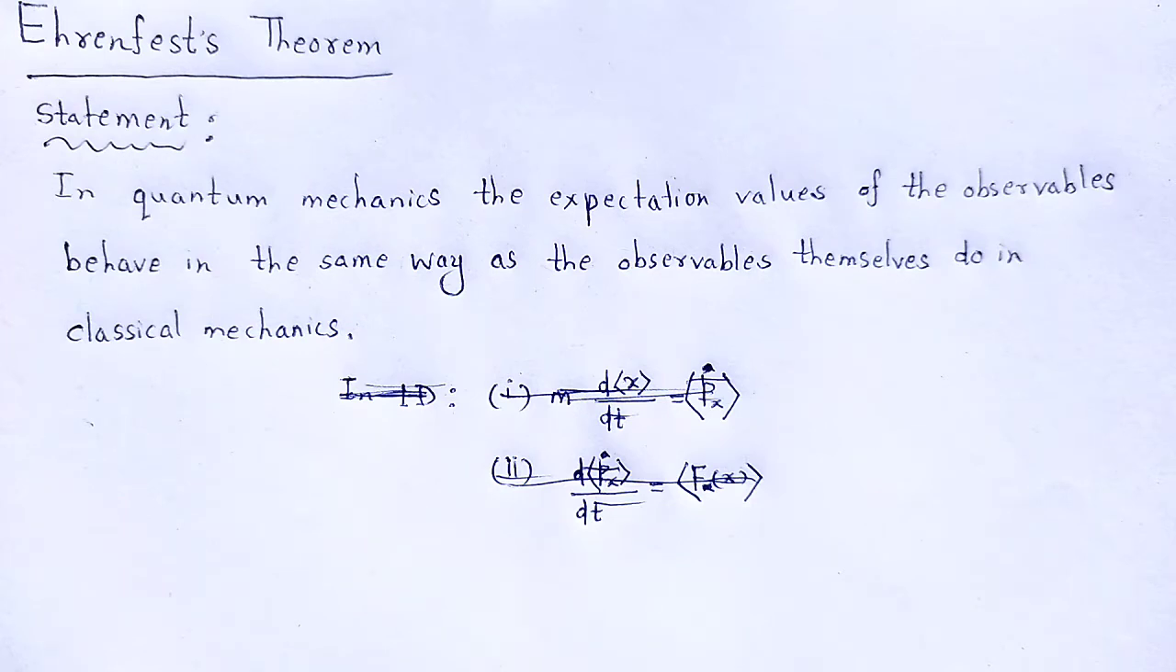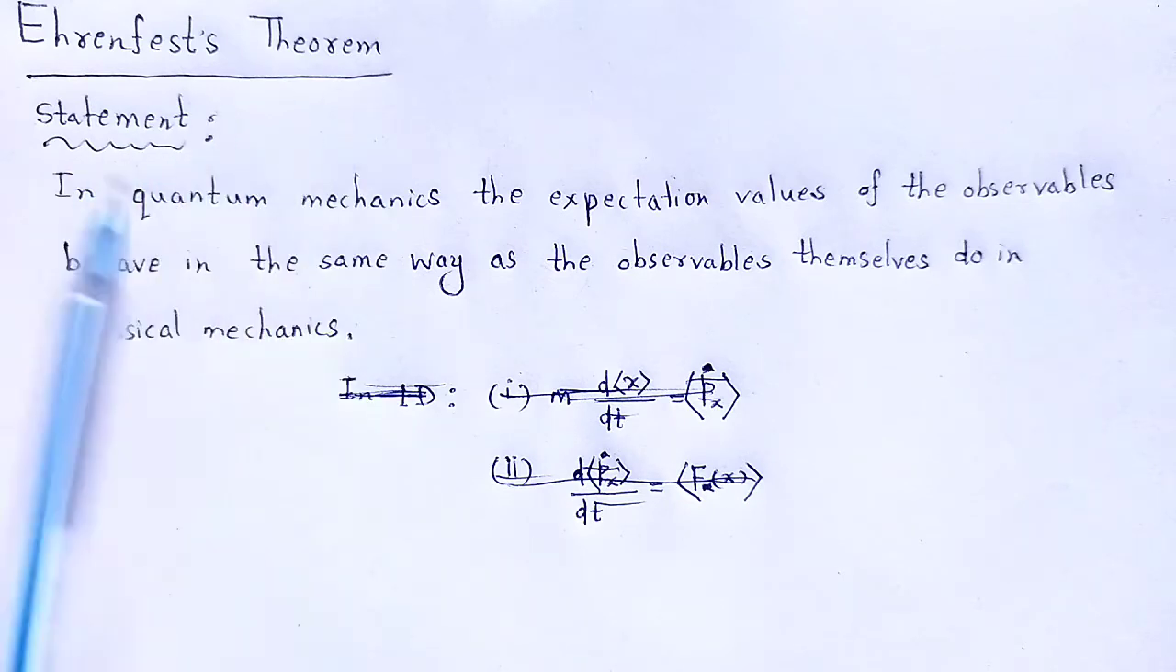In this video, we are going to discuss EHRENFEST'S theorem and its proof by using HEISENBERG'S equation of motion, or we can say it as equation of motion in quantum mechanics, that is, the constant of equation of motion in quantum mechanics. So let's begin. In the previous video lectures, we discussed EHRENFEST'S theorem and its proof by using the wave function method. But here we have to discuss its proof by using Heisenberg's equation of motion.